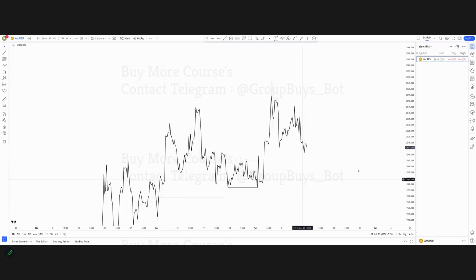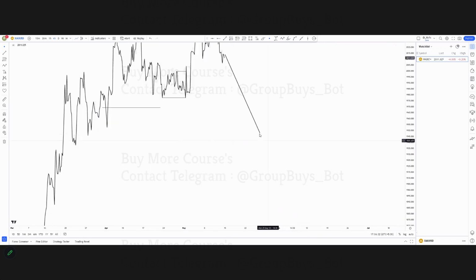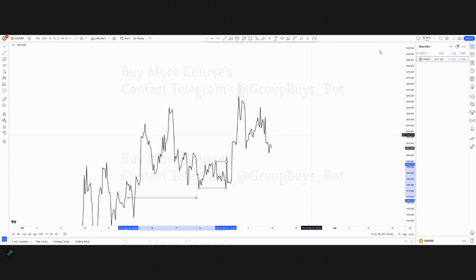Let's see. Okay, let's see. Now we are in the obstacle zone. Price might come below. Yeah, price might come below and break this low. If price broke this low, then chances are price is going to go lower. Okay, so that is how we look at our bias using the storyline concept.